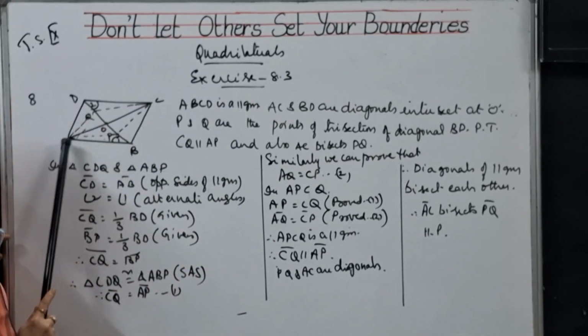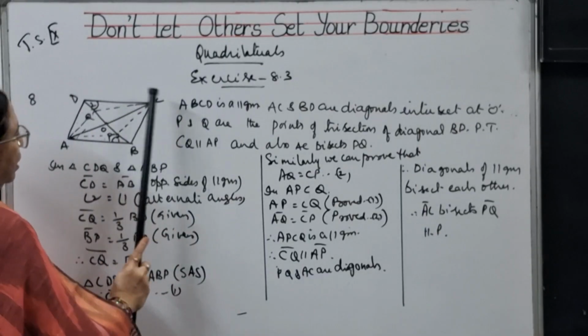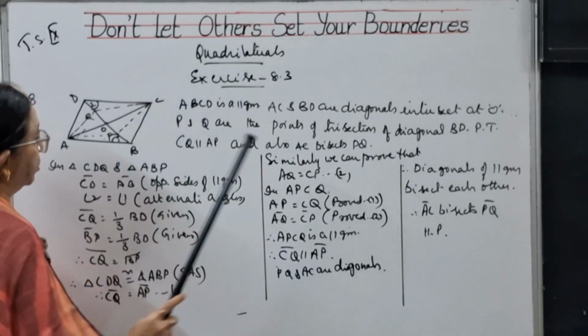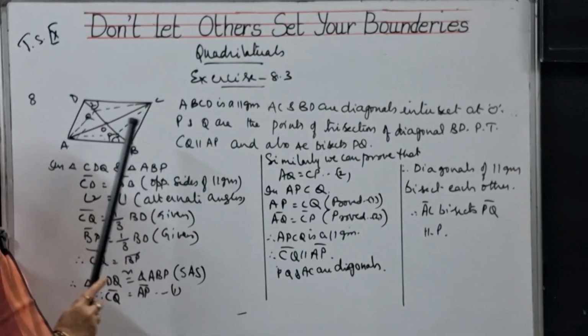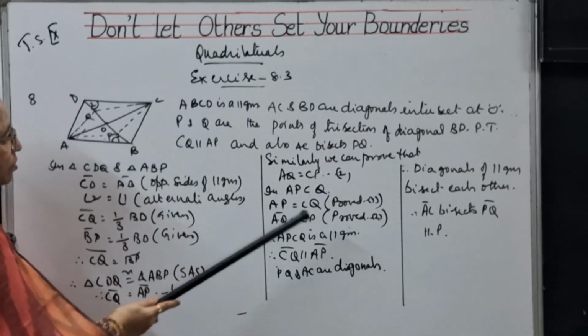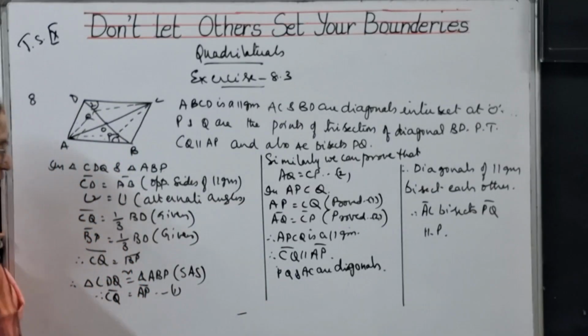See, when APCQ is a parallelogram, PQ and AC are the diagonals. So the property of a parallelogram is that diagonals bisect each other. Therefore, AC bisects PQ. This is what they have asked you to prove. We have proved it, children. Please note it down.